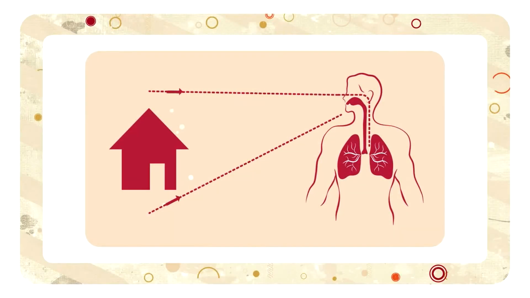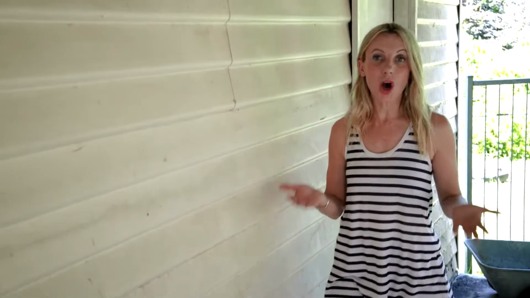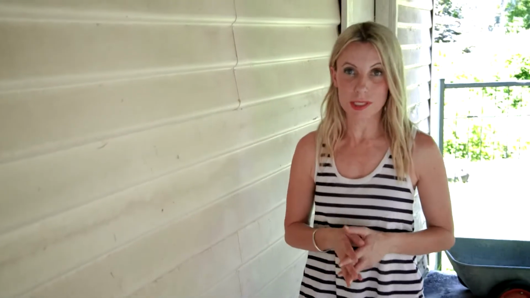These fibres are so tiny they're invisible to the naked eye, but once inhaled, they lodge in your lungs and wreak havoc. It can take decades for diseases like asbestosis, lung cancer and mesothelioma to develop long after the deadly exposure to asbestos. That's why it's so important for renovators and homeowners to be really careful when dealing with asbestos.